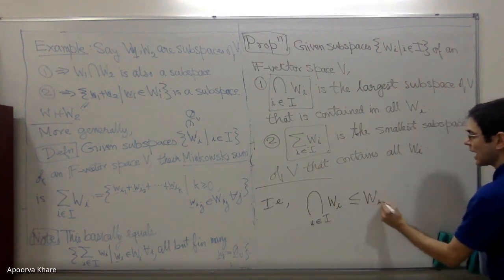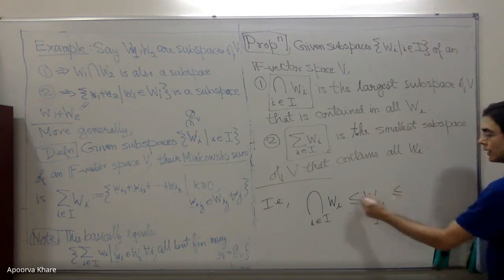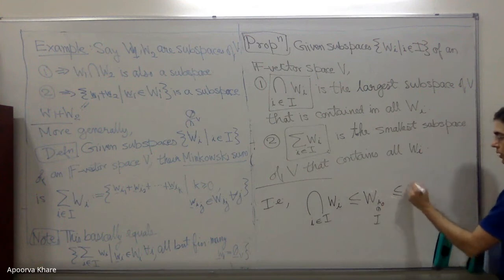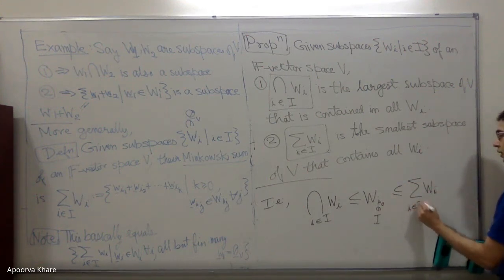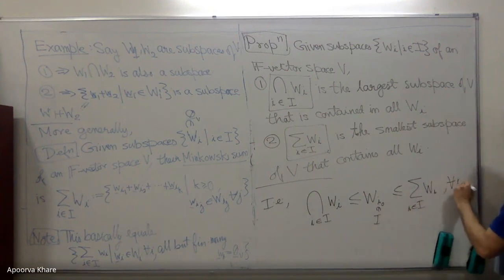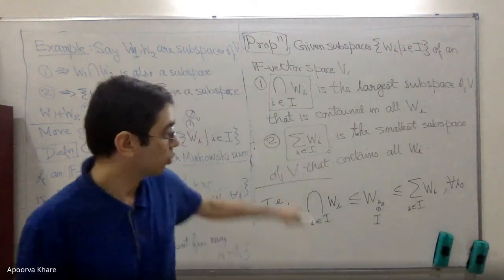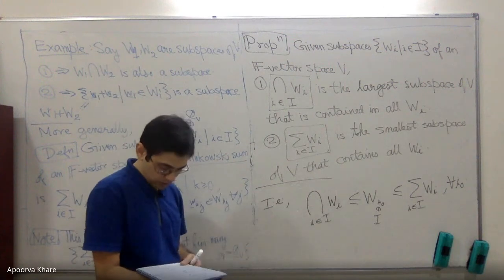If you take any I0, a single individual entry in I, then the intersection is a subspace of, or included in, Wi0, which is a subspace of the sum. And this is true for all I. And these are the best possible lower and upper bounds such that these containments hold for all I.